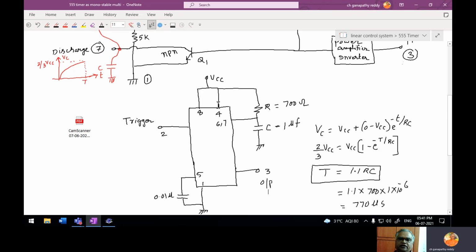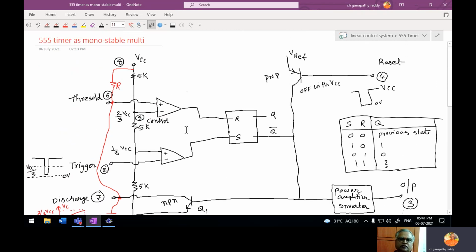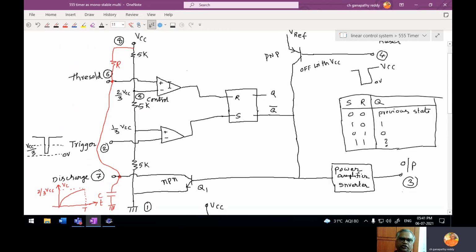So first let us understand this internal circuit, internally how it is working. Listen carefully, it is a little bit complicated. So two comparators are there. This is comparator 1, comparator 2, and 3 resistors are there, 5K, 5K, 5K. That's why it is called a 555 timer.